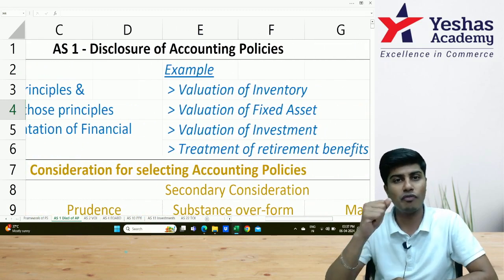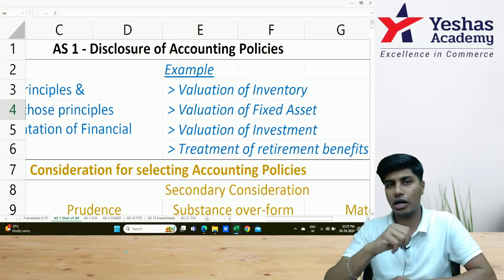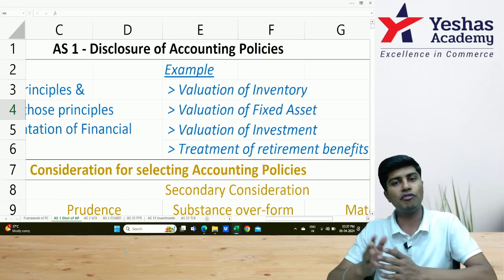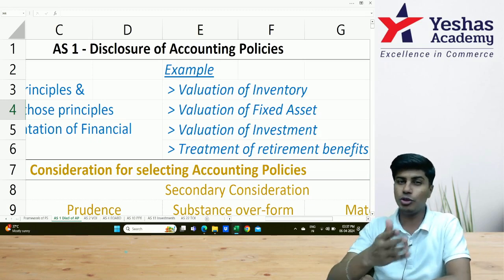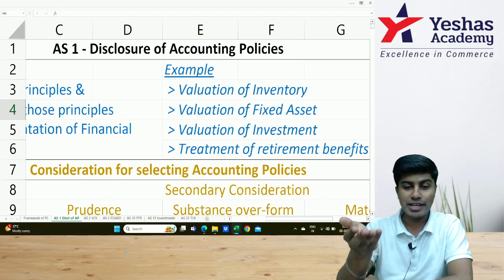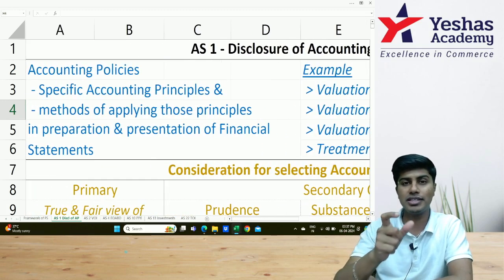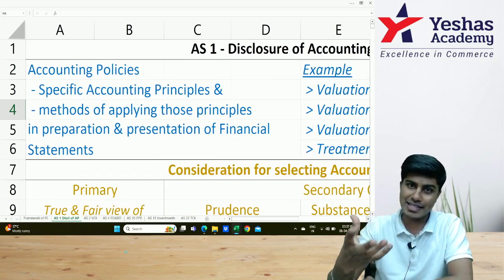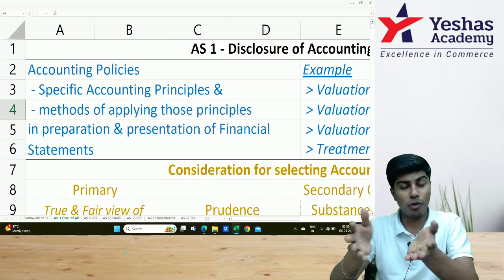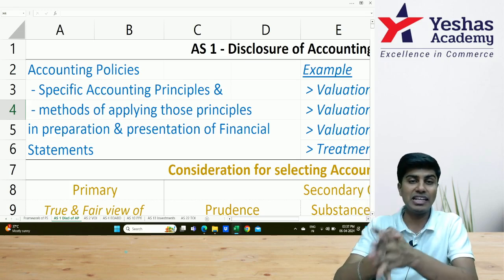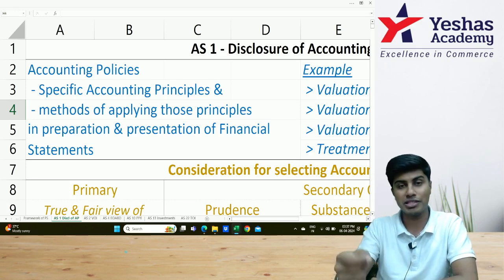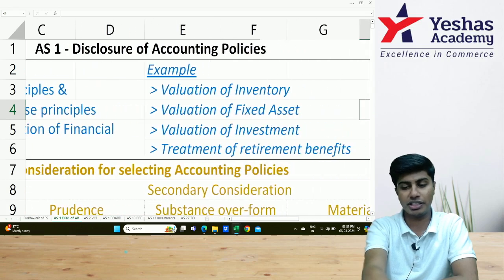Similarly, in terms of valuation of fixed assets, there are two models which Accounting Standard 10 PPE prescribes. We can either follow the cost model or we can follow the revaluation model. Whichever one you pick is your accounting policy. So in this way, whatever policies are given as an option by the standard for us to follow are our accounting policies. So accounting policies, as I just mentioned, are significant accounting principles and methods of applying these accounting principles in preparation of financial statements.